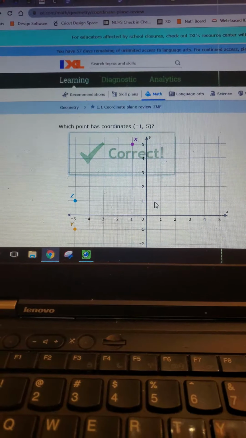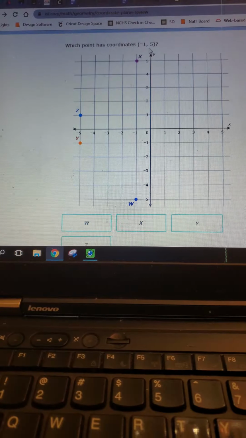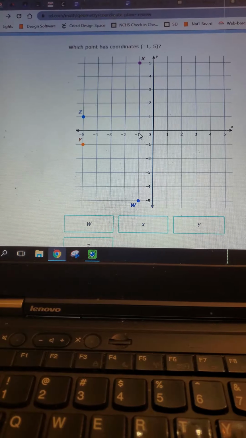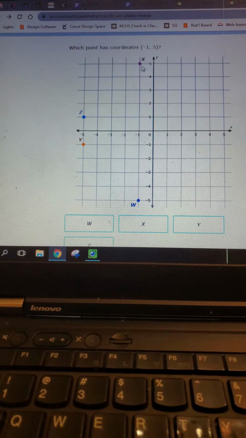Which point has the coordinate -1, 5? So -1, I'm going to go left 1. +5, I'm going to go up 5. That's the x coordinate.